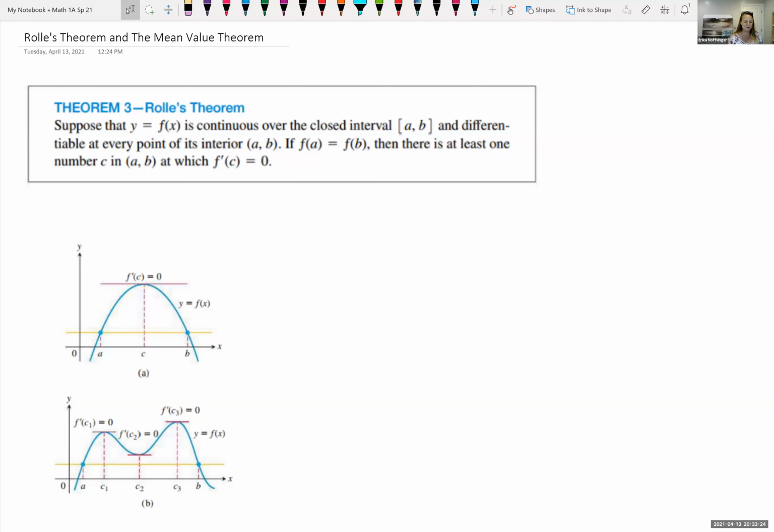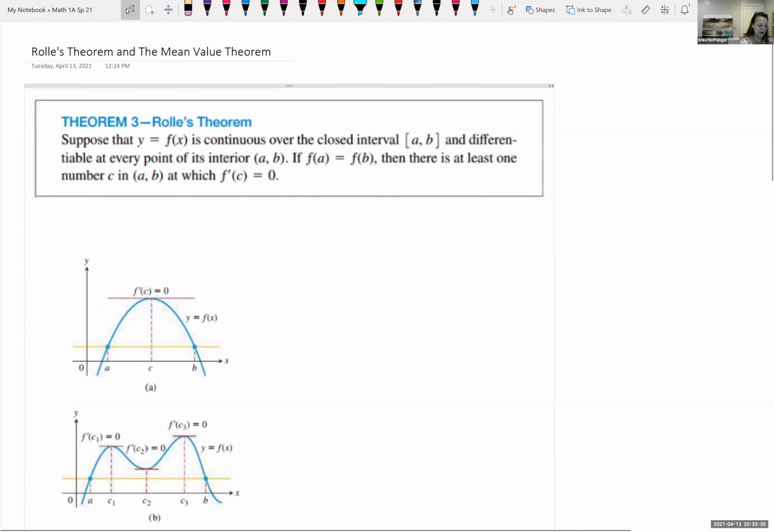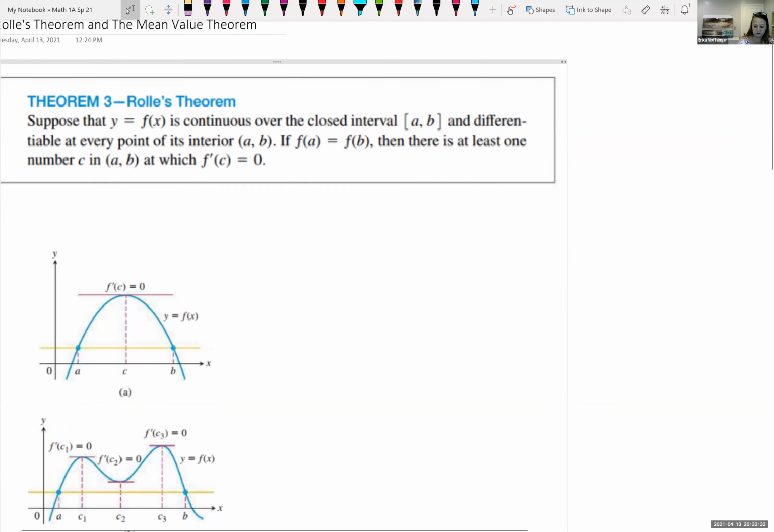So we're going to look at some theorems, Rolle's theorem and the mean value theorem. And in order to be able to use these theorems, certain conditions have to hold. So let's just read through it and then talk about it.